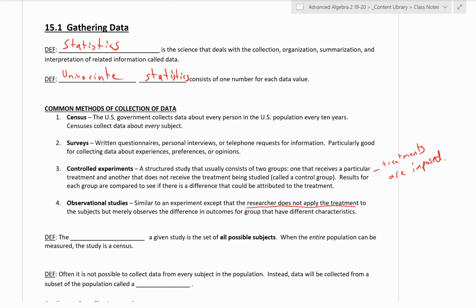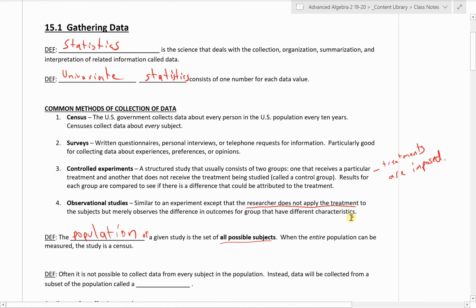Okay, so next, a couple more terms that we want to focus on. So the next important one is called the population. When we say population, in a statistical sense, what we mean is the entire group that's being studied. So the population of a given study is the set of all possible subjects. When the entire population can be measured, that study is a census. So again, the U.S. Census is trying to measure data about every single person who lives in America. So the population is people who live in America, and it's the entire group of every person that lives in America.